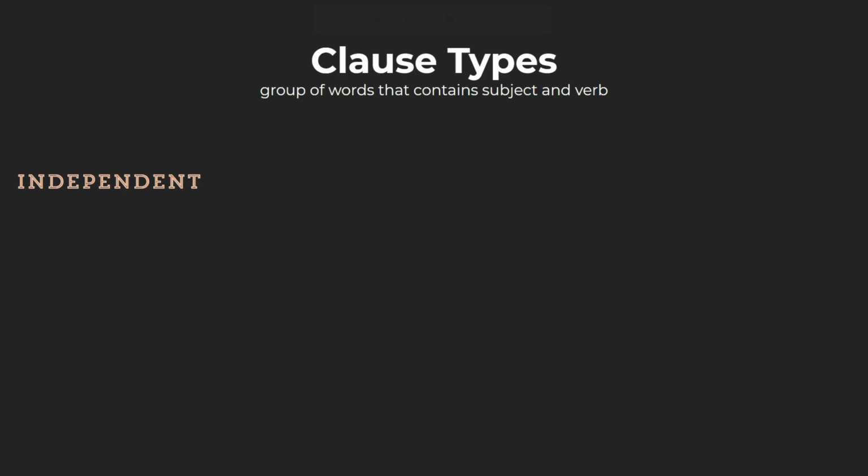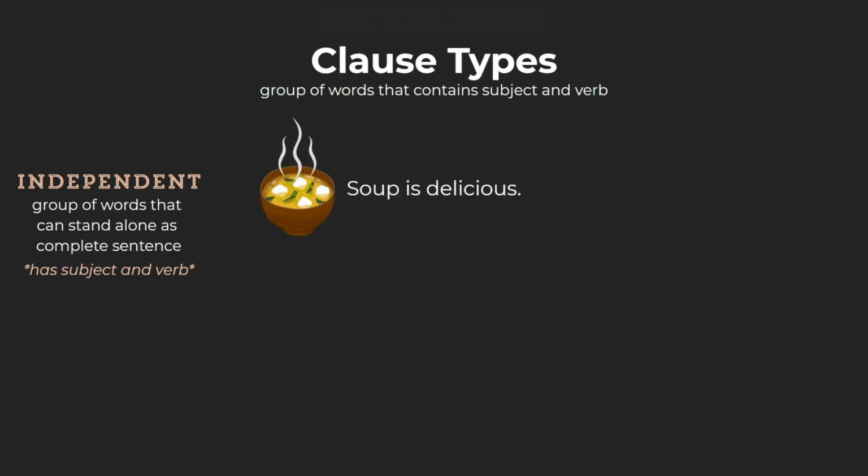An independent clause is a group of words that can stand alone as a complete sentence. It has both a subject and a verb, which, as we've discussed in previous videos, are necessary to form a sentence, and it expresses a complete thought. An example of a simple independent clause would be, "Soup is delicious." This sentence has a subject, soup, a verb, is, and expresses a complete thought. We don't need any more information to understand what's being said.